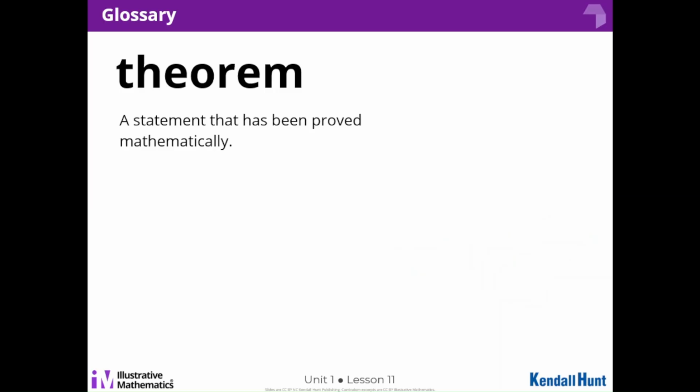Our last glossary term is theorem. This is a statement that has been proved mathematically. So our first glossary term was assertion. That's when you make a statement and it may be true, but you haven't proven it yet. A theorem is that statement once you have proven it mathematically.